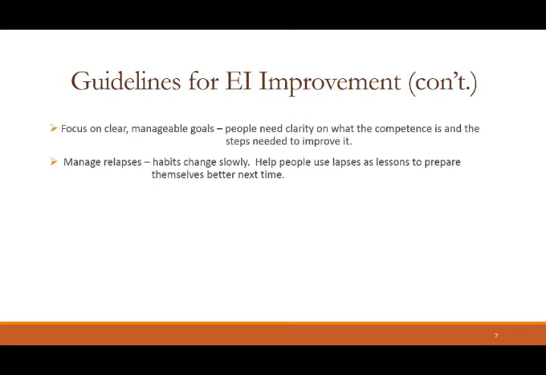Manage relapses. People will fail and have relapses in their behavior changes. Do not be surprised or discouraged. It will happen. It is similar to learning to play a sport like golf or tennis. Just because you can do it perfectly, that does not mean that it will be perfect every time.